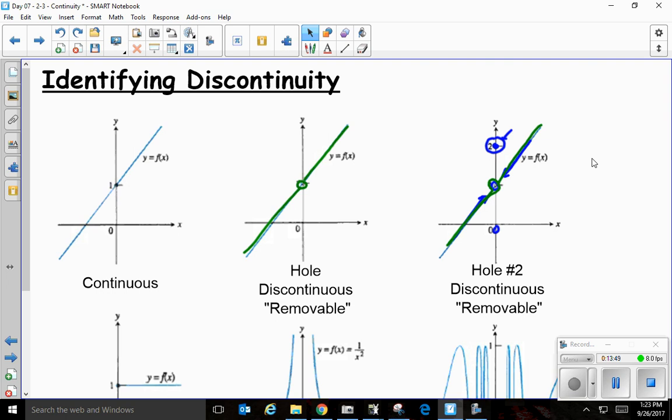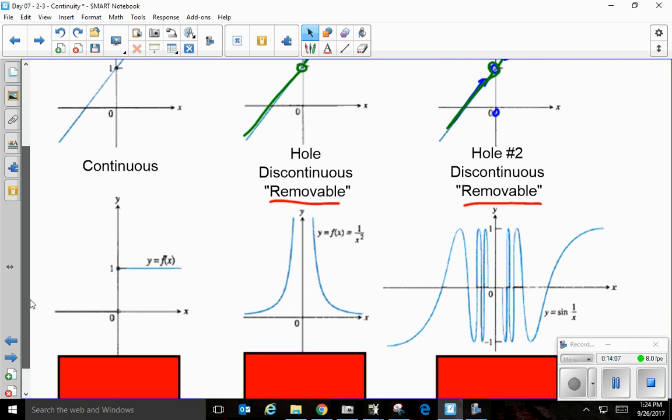All right. So these are two removables. On the homework, I think they ask you to identify if something is removable discontinuity or not. They don't ask you to say, is it discontinuous or not? They just ask, is it? And then if it's not, is it a removable discontinuity or not? So it would have to be a hole.